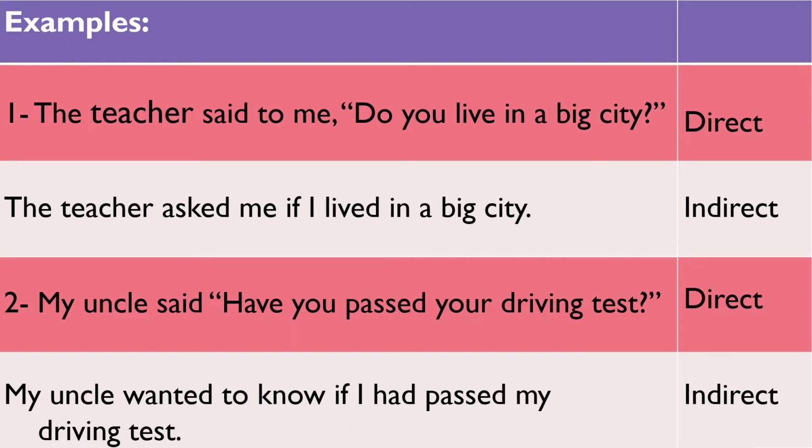Number 2. My uncle said, "Have you passed your driving test?" This is a direct question said by my uncle to me. So you can use another reporting verb, wanted to know. Your answer should be like this. My uncle wanted to know, and because it's a yes/no question, we must join using if, and you change it into I because I am talking about myself now. If I have passed, which was a present perfect, should be changed into the past perfect, had passed. Your driving test should be changed into my driving test. So the total answer is my uncle wanted to know if I had passed my driving test.